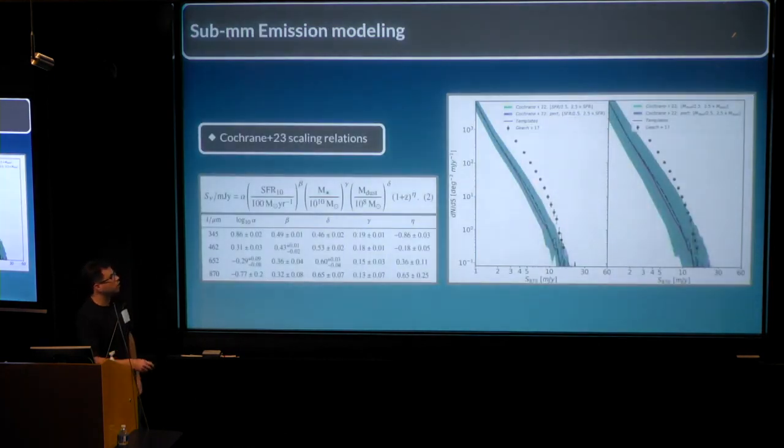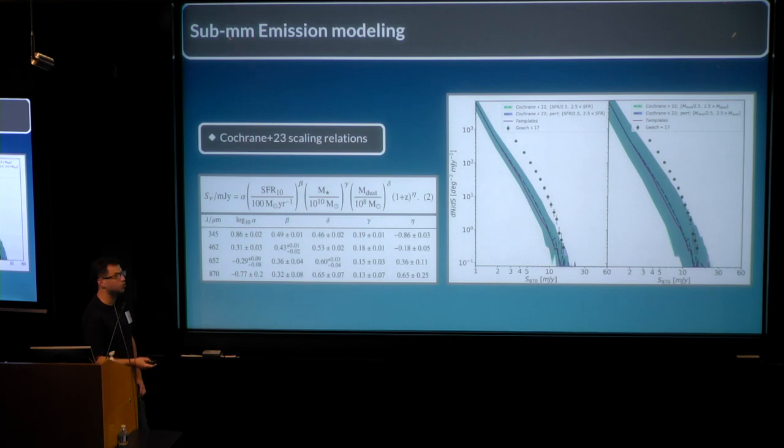To incorporate submillimeter emission in the mocks, we use the Lagos-Cochrane scaling relation, with which we can basically obtain the submillimeter flux density from the global properties of the galaxies. In this case, these are star formation rate, stellar mass, dust mass, and redshift.